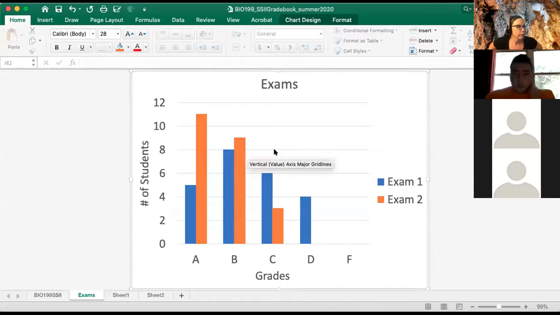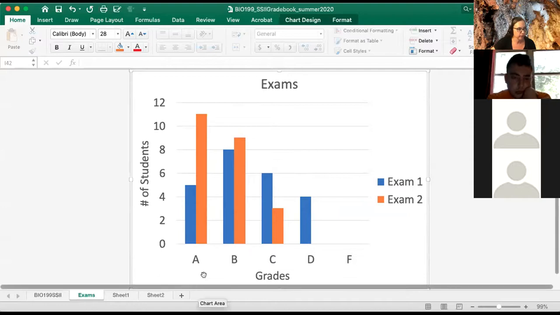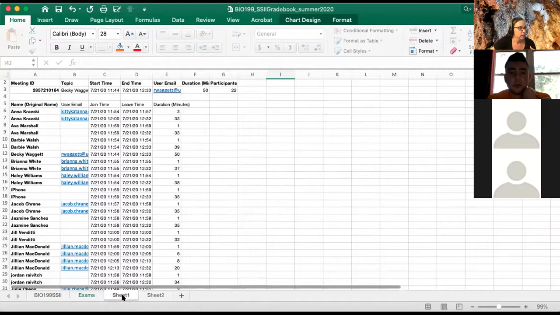What you should see right now is just a graph of the overall class performance for exam 1 and exam 2. The blue is exam 1, so you can see that kind of bell-shaped curve with the average being kind of in this B range. But with exam 2, in the orange, there was a shift towards higher grades, and there were no D's and no failing grades. So it was a great performance.